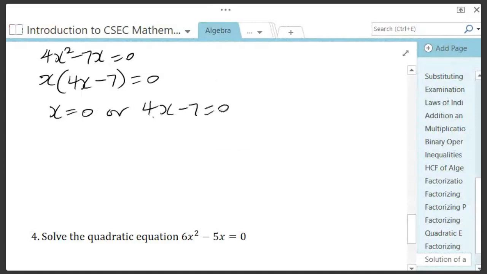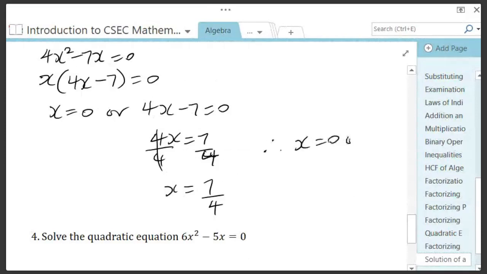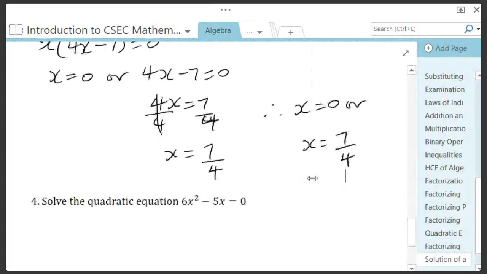We solve here for x. So therefore, 4x is equal to 7. Divide by 4, divide by 4. X here is equal to 7 over 4. So therefore, x is equal to 0 or x is equal to 7 over 4. All right, so work out number 4 here.